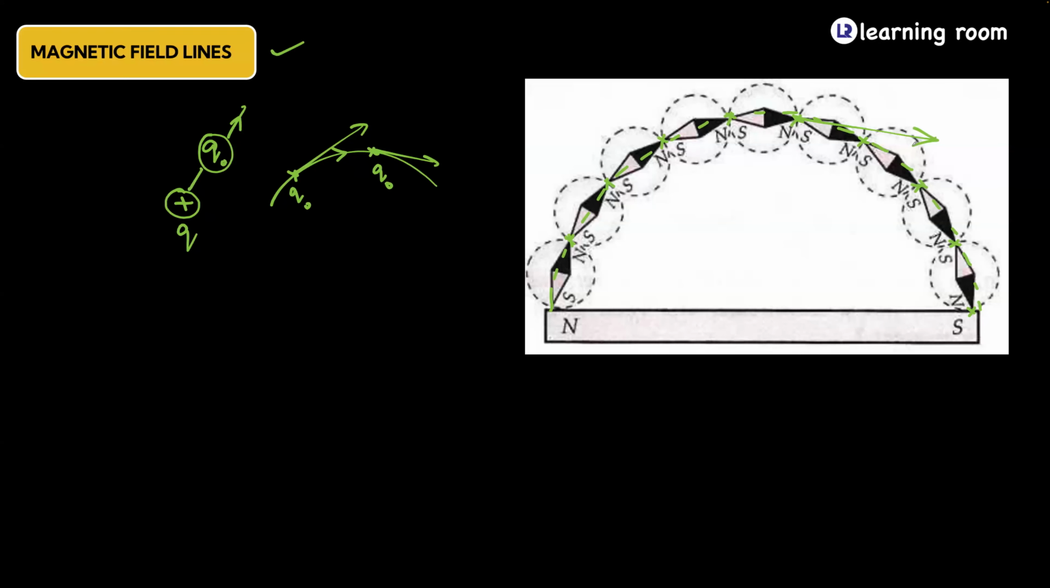So it is clear that electric field lines do not form a closed loop, but magnetic field lines form a closed loop. Outside the magnet, the magnetic field is from the north to the south pole, and inside it is going to be from south to north. Clear with this? Let's make a note of it.